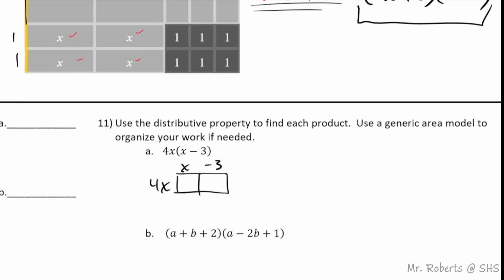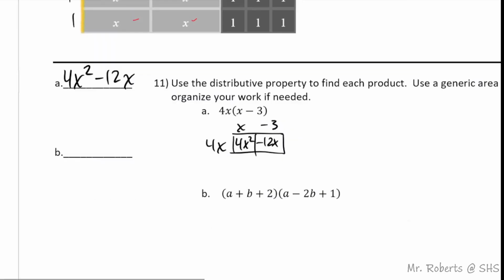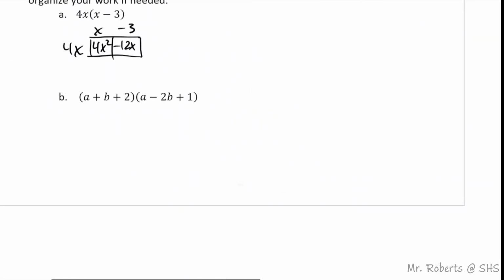When I do it, I'm going to multiply 4x times x, which is 4x squared, and then 4x times negative 3, which is negative 12x. So I did not need an area model. 4x squared minus 12x. And then our last problem, oh yeah, I want an area model for this one.